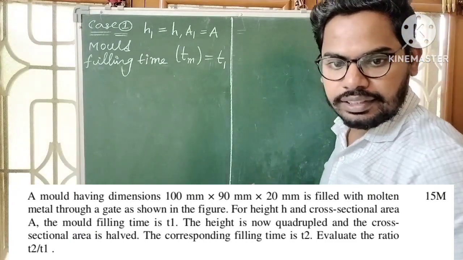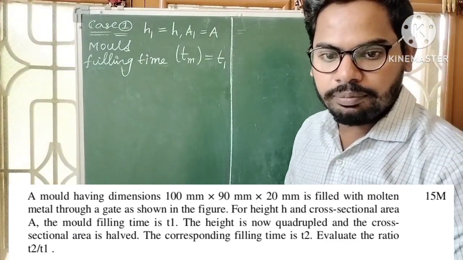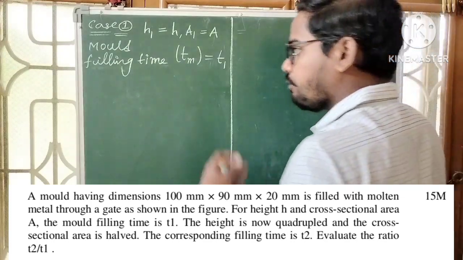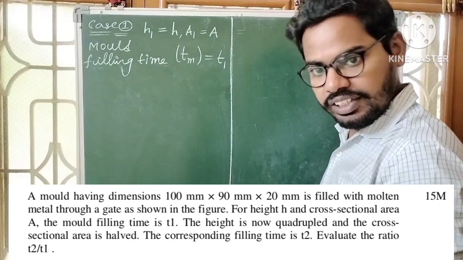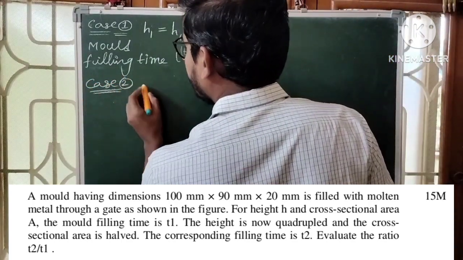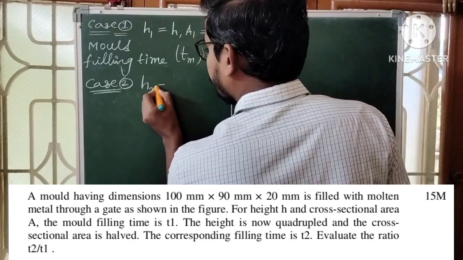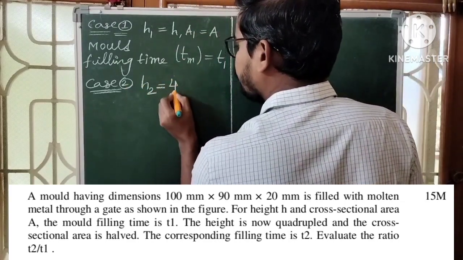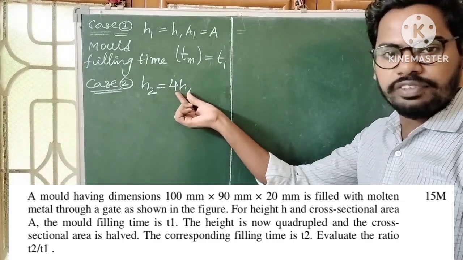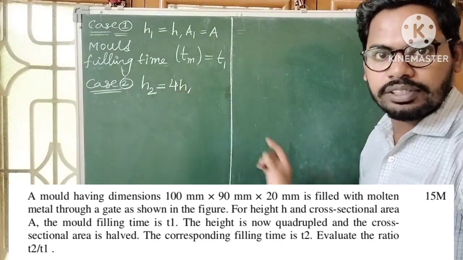Next, the height is now quadrupled. Quadrupled means 4 times the initial height. So case 2: the height is quadrupled. So h2 is equal to 4 times the initial height, 4h.